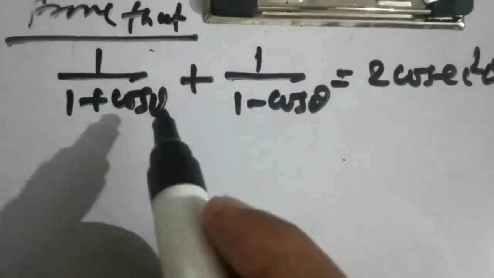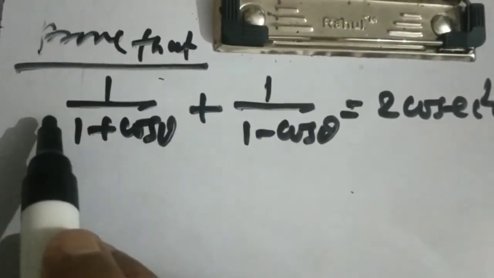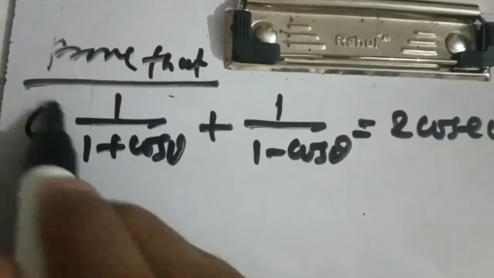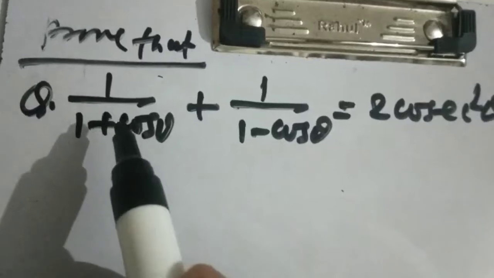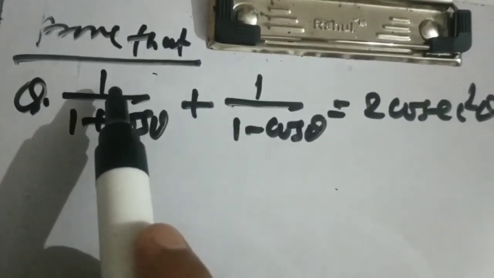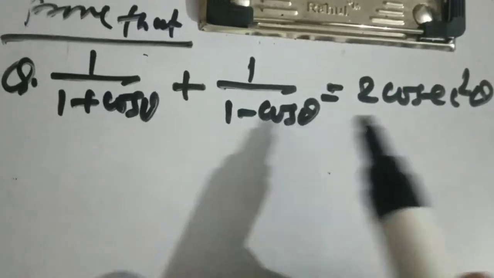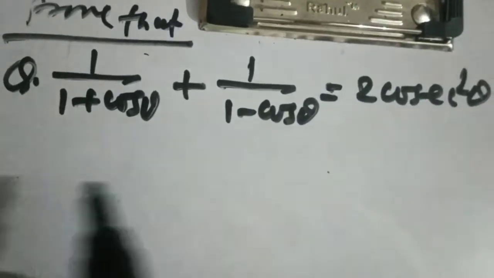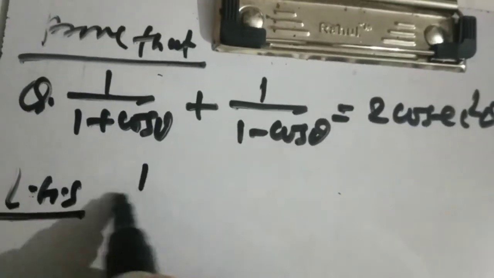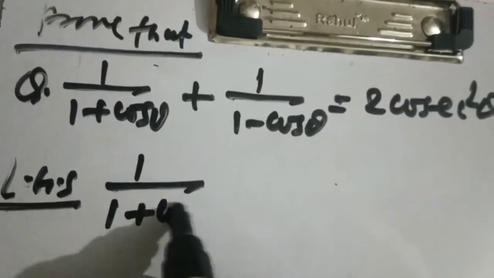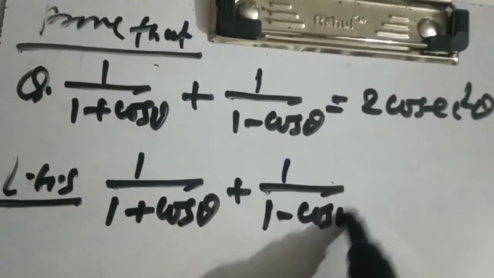Now let us see one question based on question number 6. Similarly, you can solve question number 6. Question is, you have to prove that 1 upon 1 plus cos theta plus 1 upon 1 minus cos theta is equal to 2 cosec square theta. So LHS is 1 upon 1 plus cos theta plus 1 upon 1 minus cos theta.